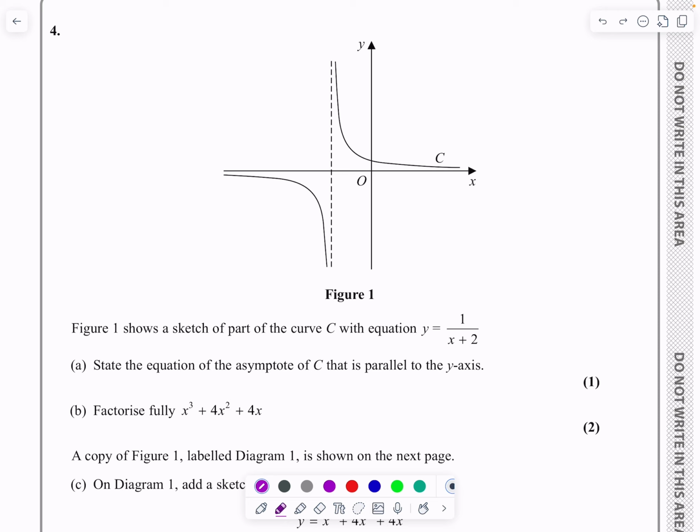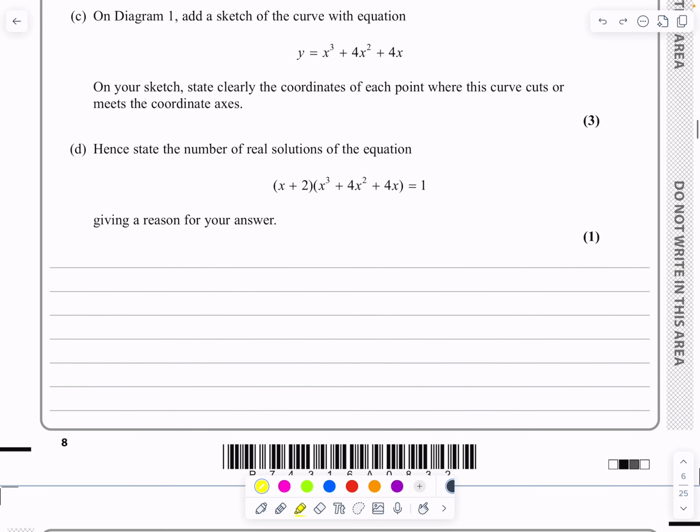Part A says if we've got that graph, then can we state the equation of the asymptote of C and the one that's parallel to the y-axis. So what we mean by that one is the equation of that line there, which is just x equals something, isn't it? And you shouldn't have any problems with this at all.